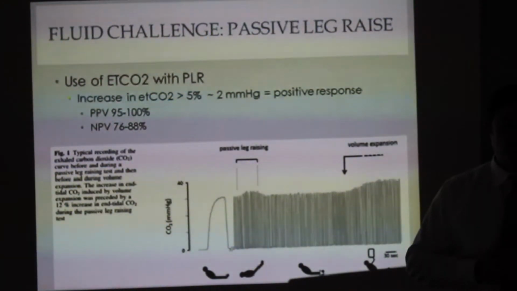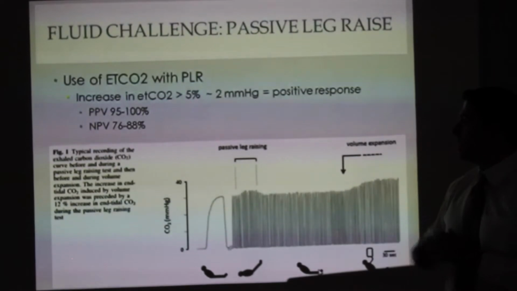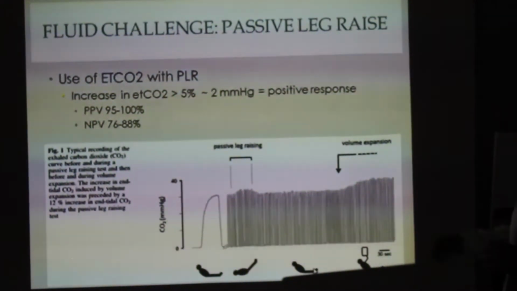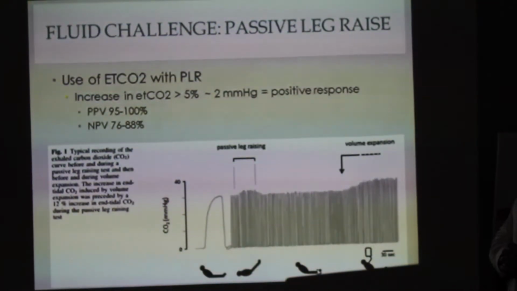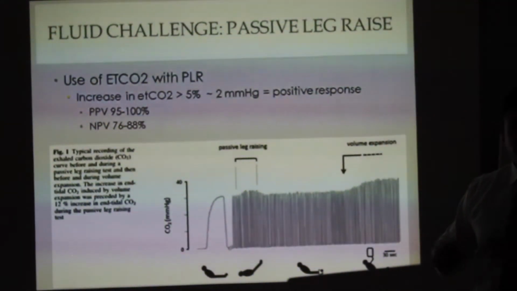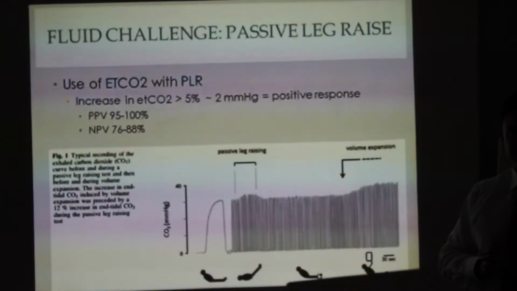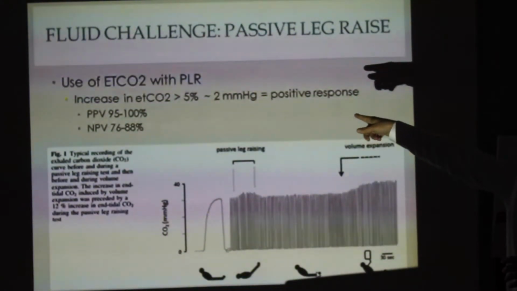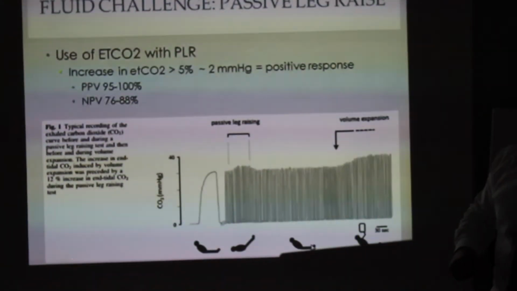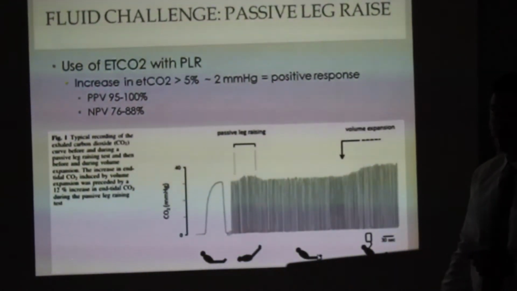AFib really is a big confounder. Let's say here, for instance, I put this slide. If you have an ETCO2 monitor on the ventilator, an increase in ETCO2 by more than 5% indicates a positive response, because the ETCO2 can be a surrogate for the cardiac output. So ETCO2 during PLR, more than 5%, positive response. Look at the predictive value, 95 to 100%.